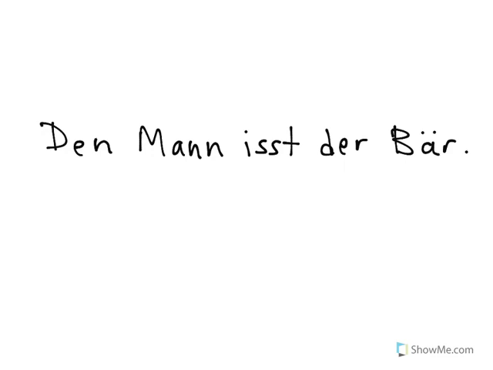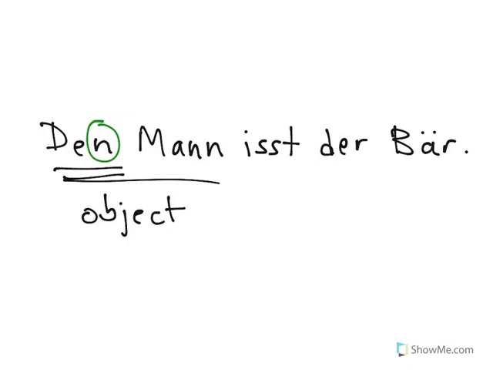Whatever you start with is the most important information you're giving. That is, you're emphasizing that information. Makes sense. It's the first thing that you say. So if you want to emphasize that the man is being eaten by the bear, you start with the object. Den Mann isst der Bär. But this can be confusing or misleading for speakers of English because you will initially think that the first thing in the sentence is the subject. But in German, it is not necessarily so.